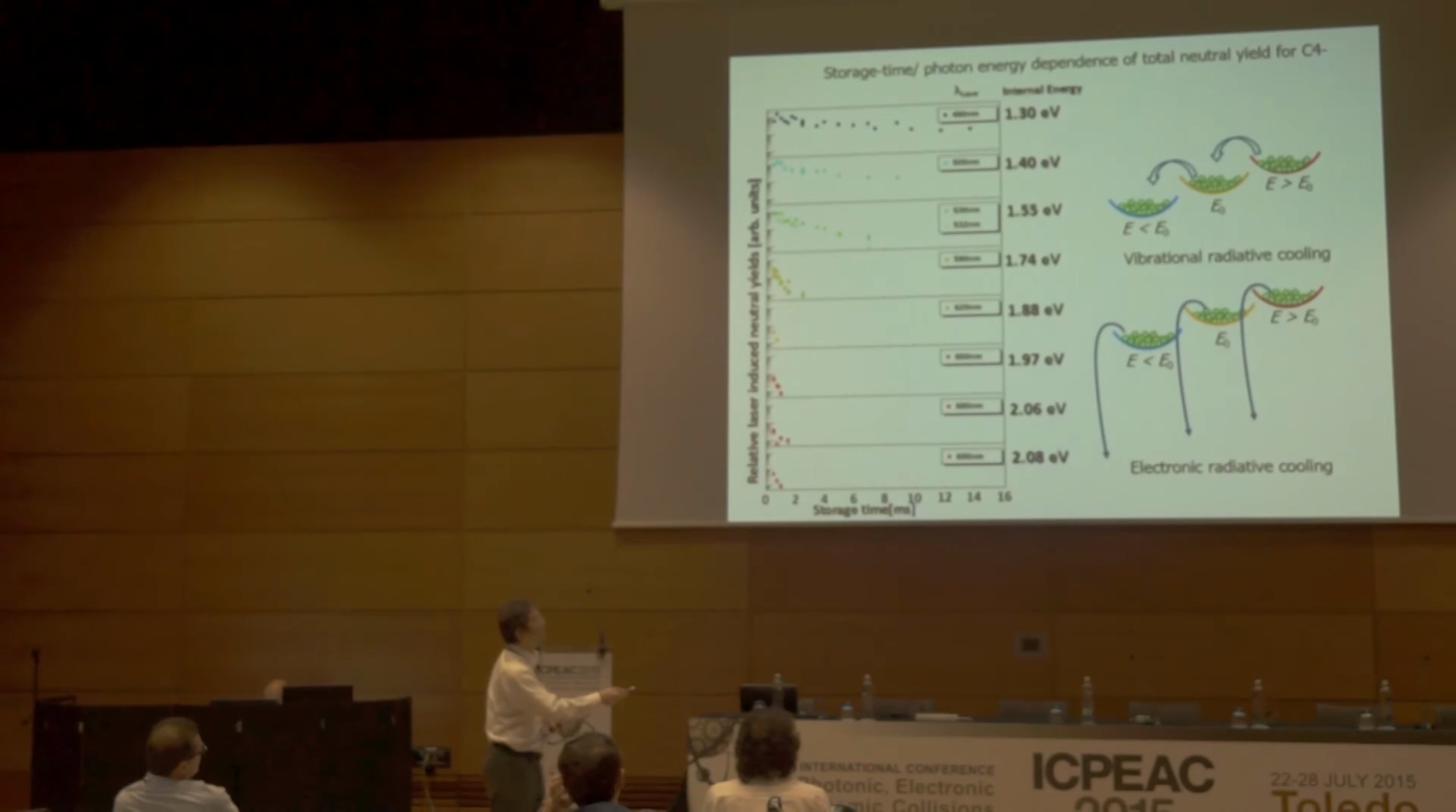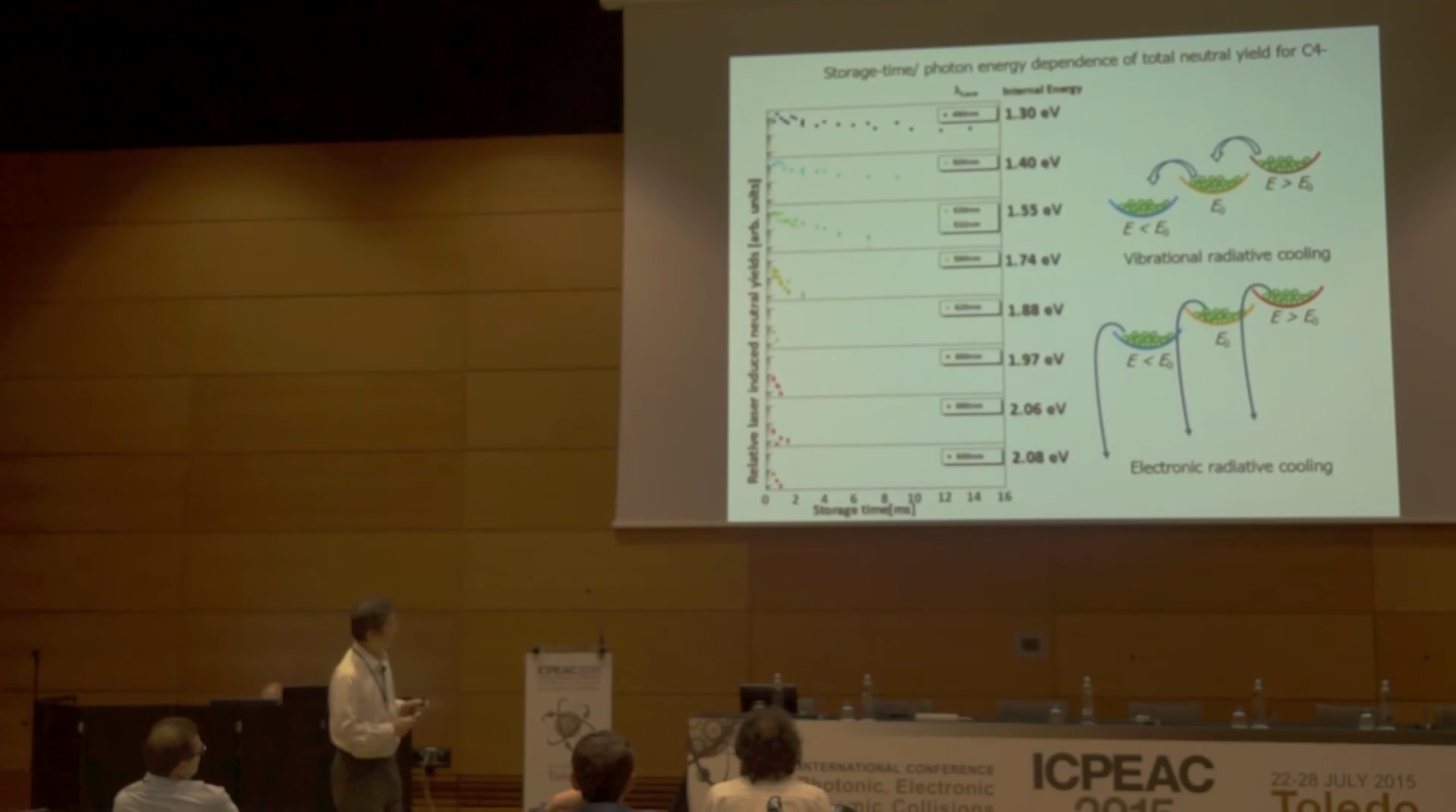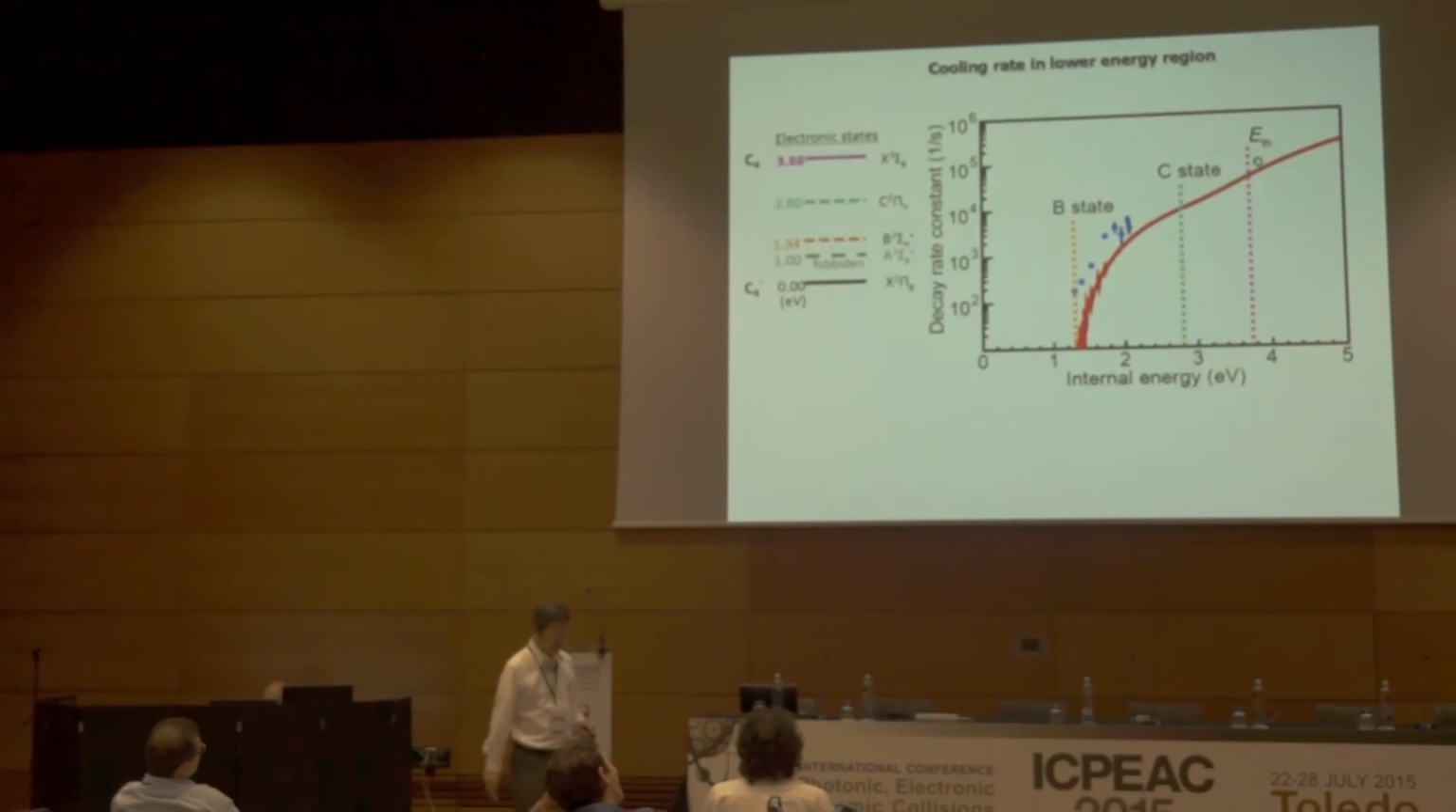There's no source coming in. So it's simply going out, going out. So in that case, the neutral yield, meaning the population here, is a single exponential decay. This is indeed what we observed, and by changing the wavelength, we can sample various energy levels, and so you can see the rapid change of the slope.